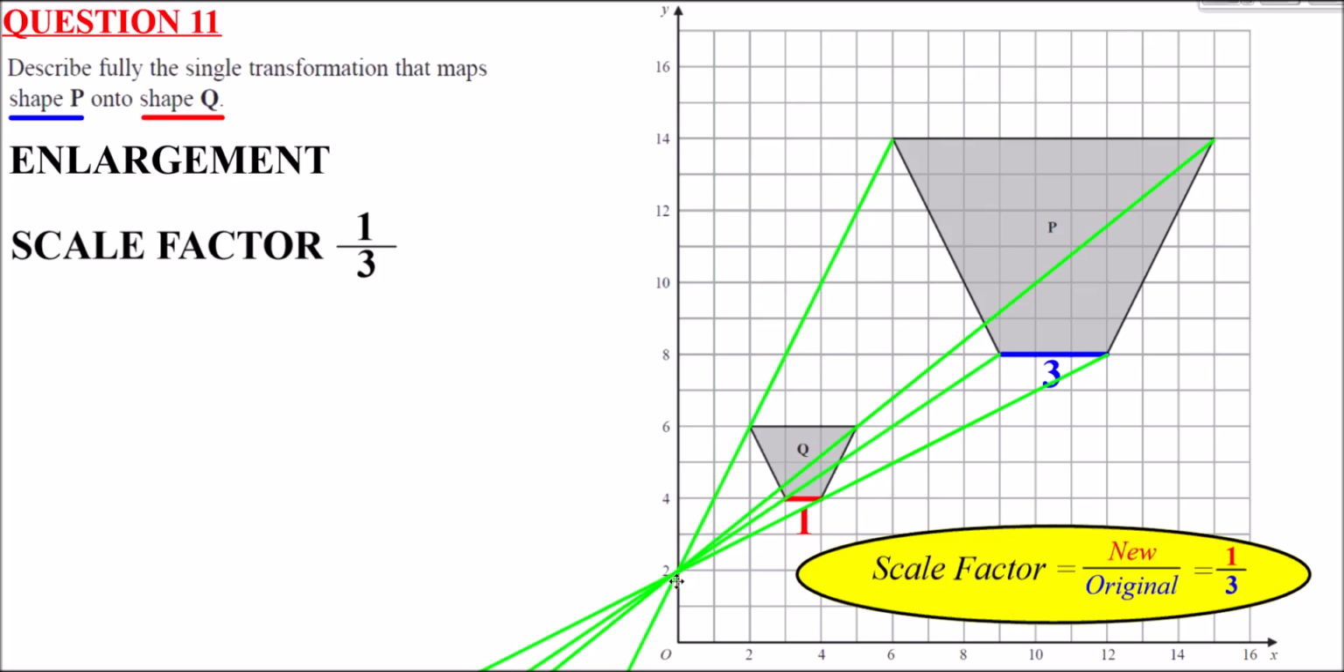And you'll see that these lines will always converge, and where these lines converge is always going to be the centre of enlargement. So you can see here they converge at the coordinate (0, 2), where x is 0 and y is 2. Therefore, to get the final piece of evidence to get full marks, we say the centre of enlargement is the coordinate (0, 2). So it's an enlargement, scale factor 1/3, centre (0, 2).